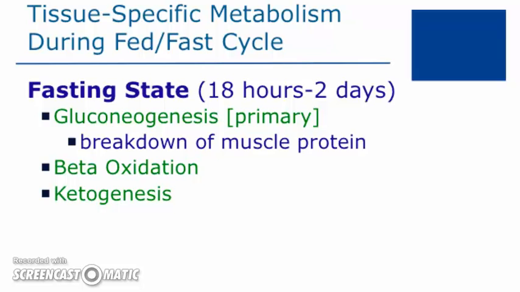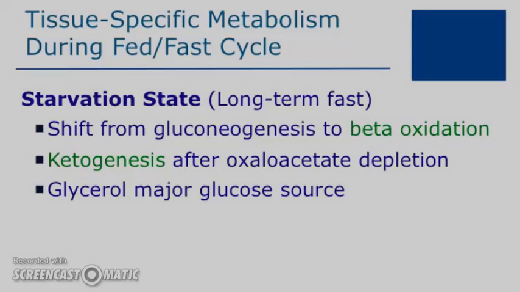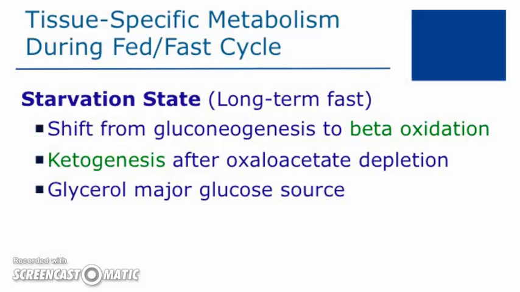Additionally, in this metabolic environment, we're going to see increased rate of beta oxidation, or the oxidation of fatty acids to produce ATP, and we will also begin to see the formation of ketone bodies through the process of ketogenesis. So while during this more prolonged fasting state we're going to see a greater increase in gluconeogenesis to supply glucose to the blood, we're going to see a difference now between the fasting and more prolonged starvation state. So this is going to be beyond 2 days without food intake, and we're going to see a shift from gluconeogenesis to beta oxidation.